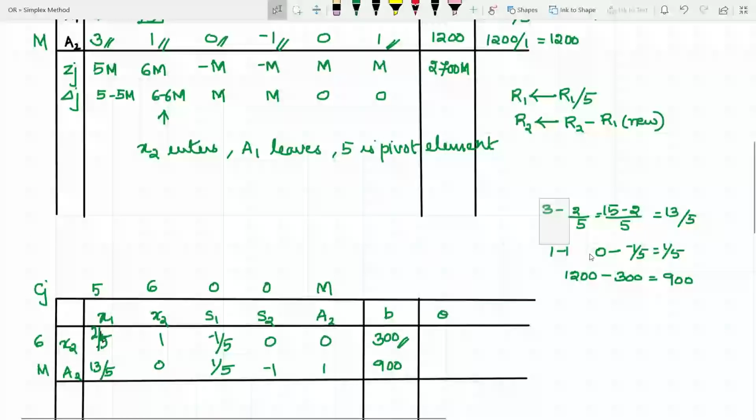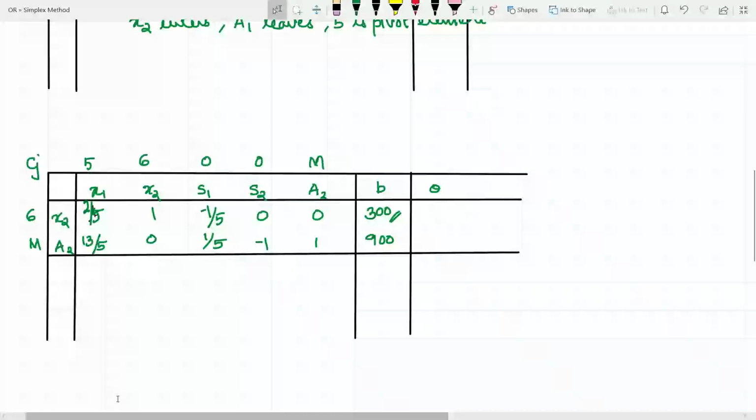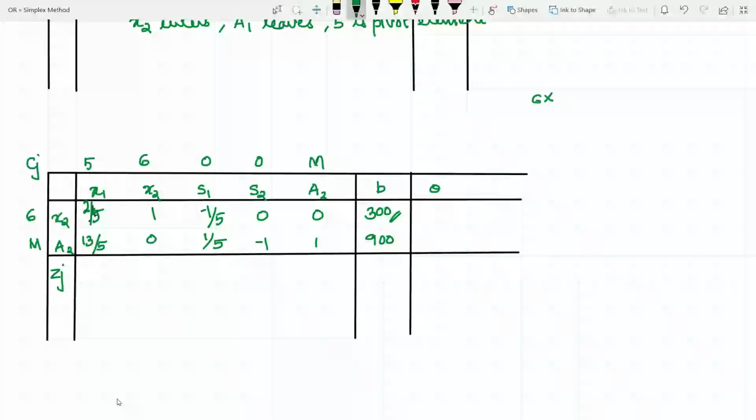Now to find Zj, that is 6 into 2 by 5. Again we'll do 6 into 2 by 5 plus m into 13 by 5. We have 12 by 5 plus 13m by 5. We can write it like that, so we will write here 12 by 5 plus 13m by 5.